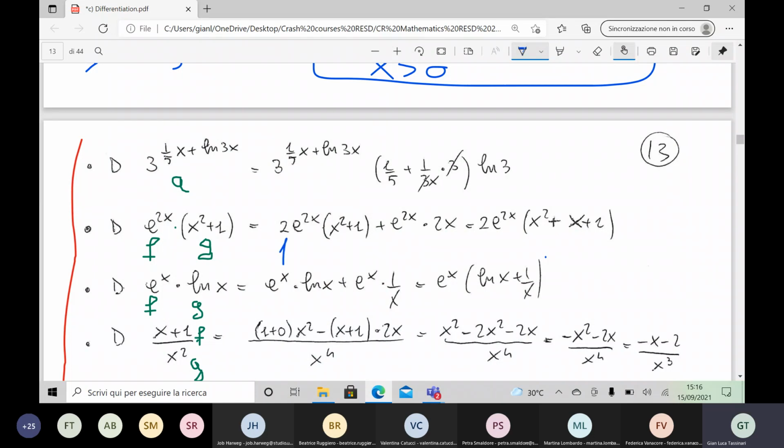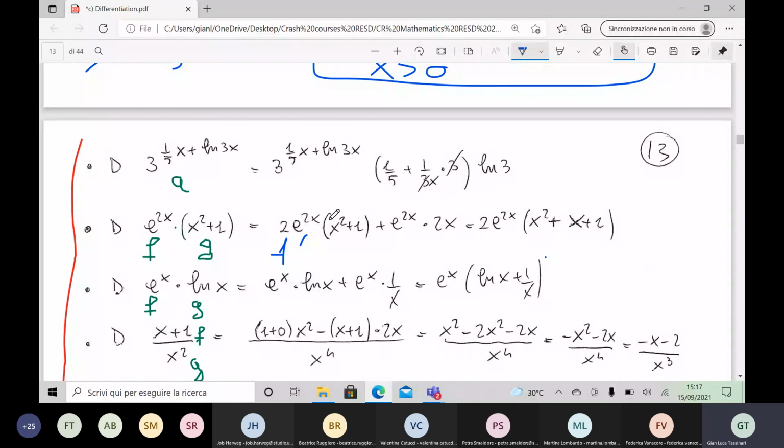So this is f prime. Which is f prime? The derivative of e to the power 2x. But e to the power 2x is a function of the type e to the power f of x. The derivative of e to the power f of x is e to the power f of x times what? f prime of x, which is the derivative of the exponent. The derivative of 2x is 2. Times what? g as it is.